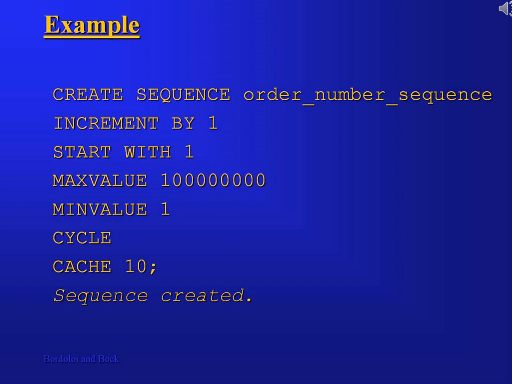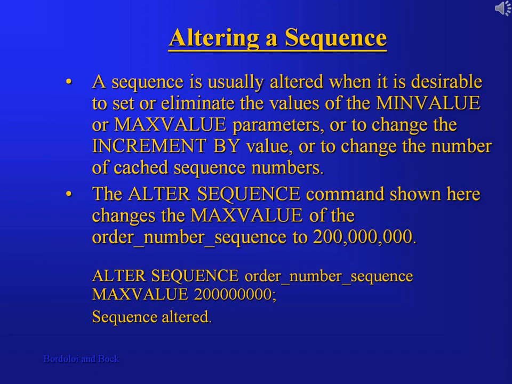The max value and min value are used to specify the maximum or minimum value which can be generated by the sequence. Then start with. This clause is used to specify the first sequence number generated. And then cycle. This clause is used to specify that the sequence continues to generate repeated values. The next thing is altering a sequence.